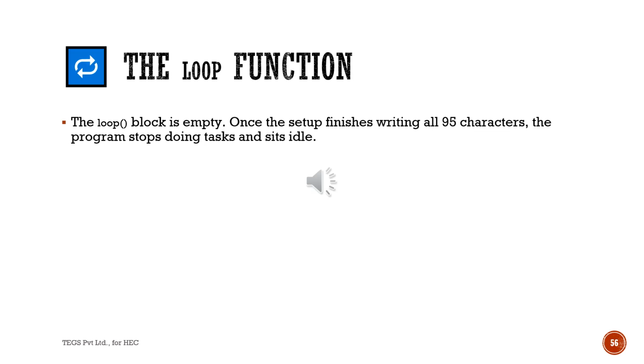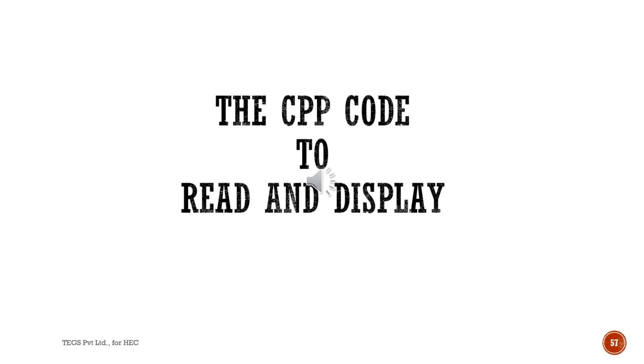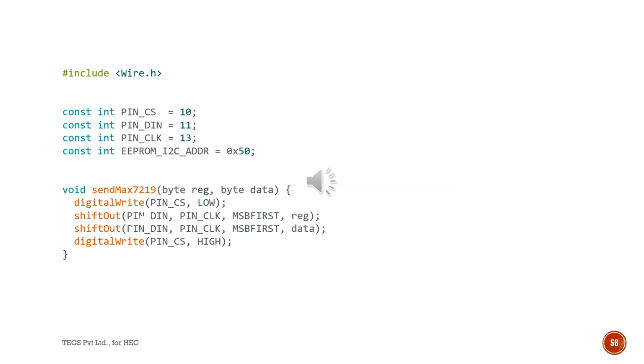The loop function. The loop block is empty. Once the setup finishes writing all the 96 characters, the program stops doing any task and sits idle. The C++ code to read and display on the 8x8 matrix is given in this section.